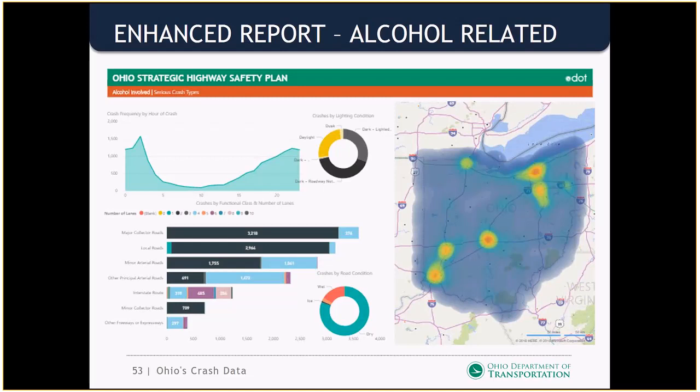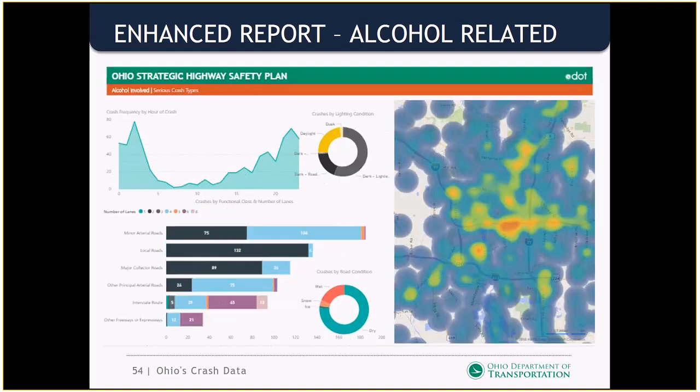Kind of another example of that is SHSP emphasis area dashboards. So this is one for alcohol for the entire state, kind of discussing where they're occurring on what types of roads and how many lanes they are, when they're occurring, during night or dark, and then also what the road condition was. But again, kind of the same thing, filtered on Summit County. You can go see, well, in Summit County, what do my crashes look like for that same emphasis area, and you'll be able to see how it changes.